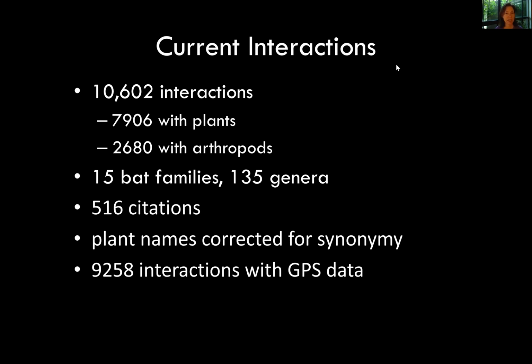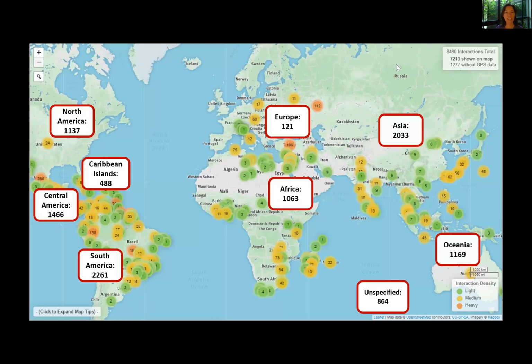We have data from over 516 citations. In many cases, the plant names have been corrected for synonymy, again using tropicos.org. That's sort of my old botanical garden hat on. And over 9,000 of these interactions have GPS data associated with them, as best as we can do. So we're really excited. And you can see here where we've been working around the world.